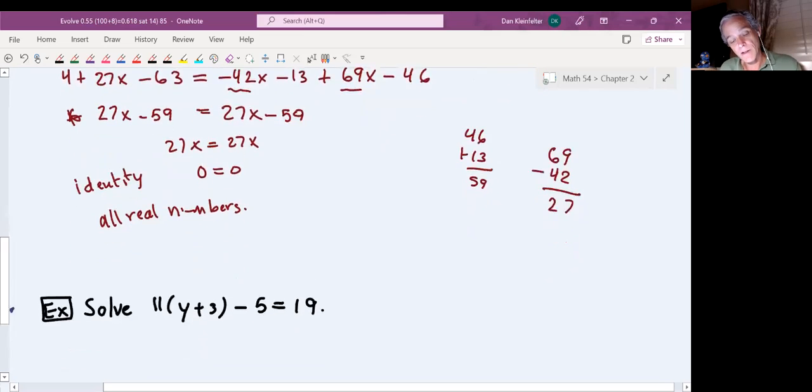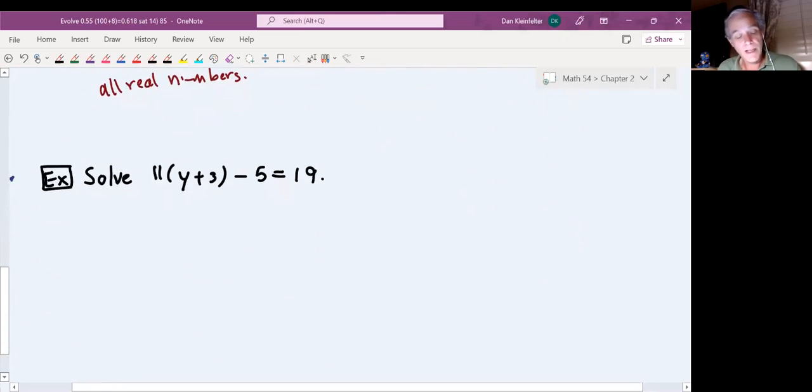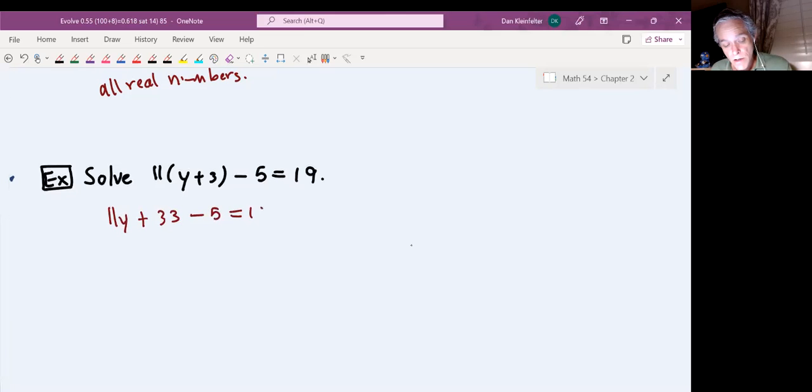Okay, and that'll do it. Let's try the next one. We're going to begin again by distributing to remove the parentheses. So I've got 11y, 33 minus 5 equals 19.